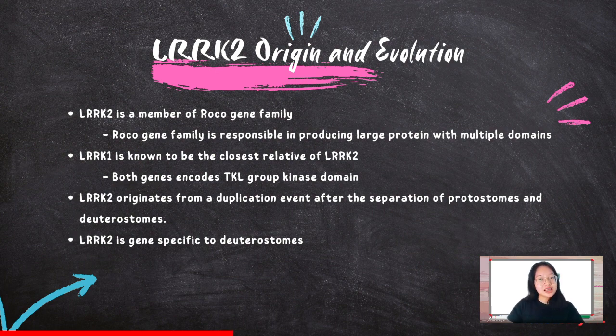And what is more interesting is that according to the phylogenetic analysis, it was discovered that LRRK2 originated from a duplication event that took place after the separation of protostomes and deuterostomes. The genes LRRK1 and LRRK2 are present in all deuterostomes. However, in protostomes, only LRRK1 is present. Therefore, LRRK2 is a gene specific to deuterostomes, arising through gene duplication after the protostome-deuterostome split.